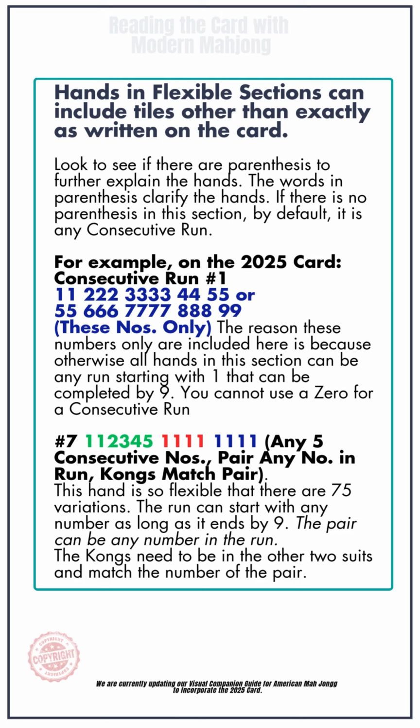So it could be 1, 1, 2, 3, 4, 5. The pair could be 1, 2, 2, 3, 4, 5. Or you could start at anything up to 5, and you could do 5, 6, 7, 8, 9, 9. Whatever number appears twice in that first grouping is the number you have to use for the Kong, and you have to do those Kongs in 2 different suits. So you're using all 3 suits here. So this has 75 different possibilities of how to make this hand.